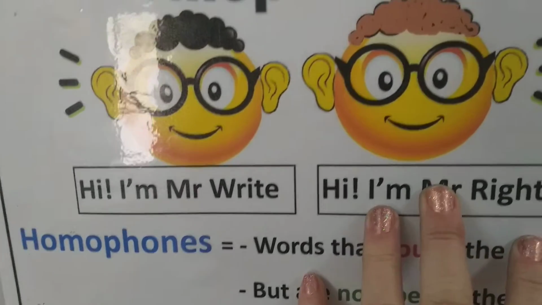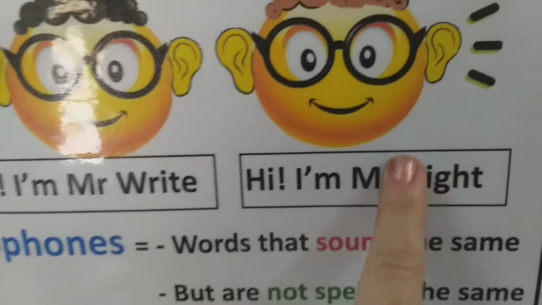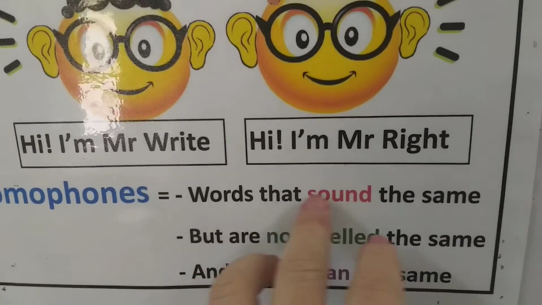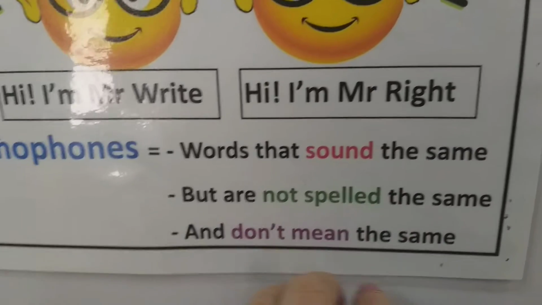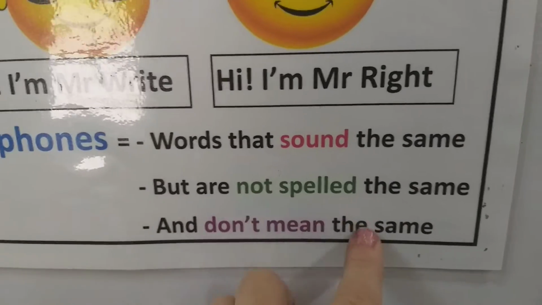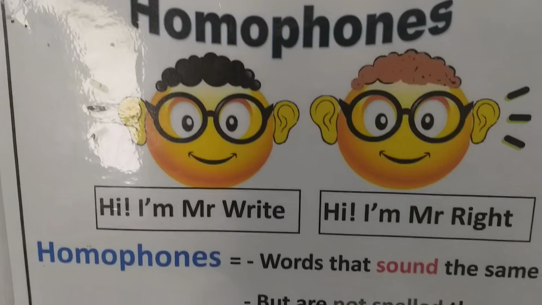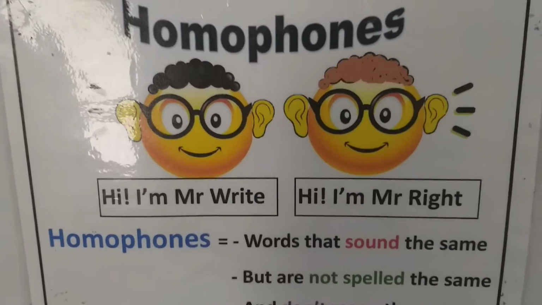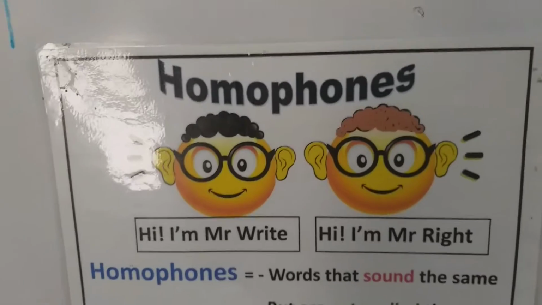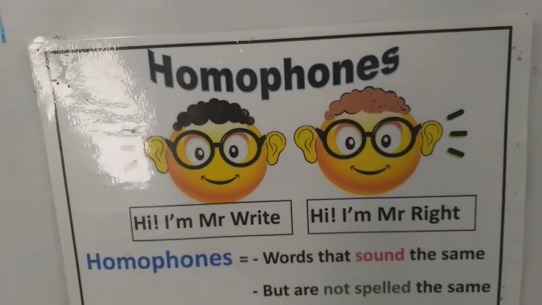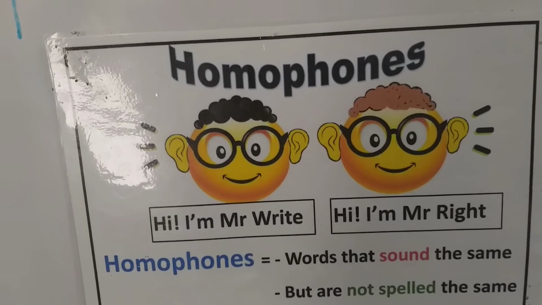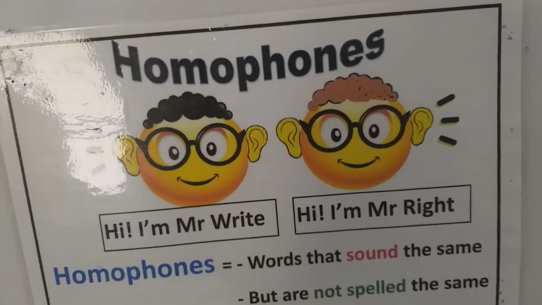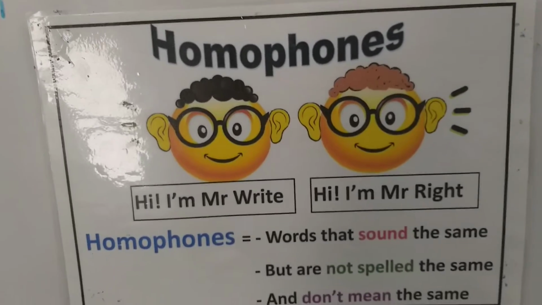They're words that sound the same, but they are spelled differently. Homophones are words that sound the same, but are not spelled the same and don't mean the same thing. They have different meanings. So that's what a homophone is. We've probably come across a lot of homophones since you've been at school. We do the two, there's the there and the there. There's lots and lots of homophones in this world.